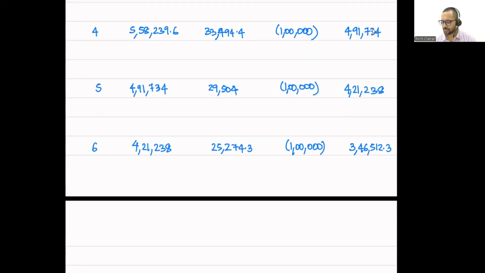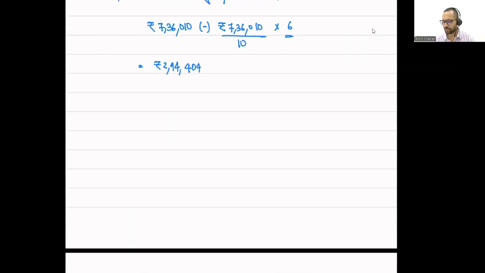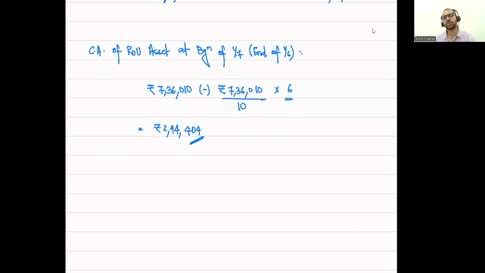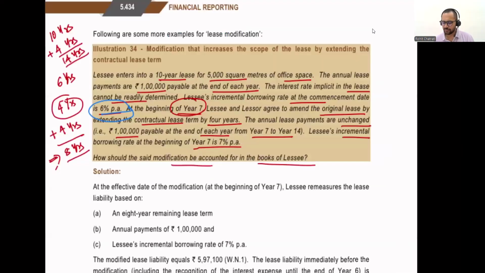All right. So the lease liability that we have at the end of year 6 in our books of accounts is 3,46,512.3. I would have recognized interest each year at the rate of 6%, and I deduct the payments of 1 lakh from the lease liability, and I have 3,46,512.3 of lease liability at the end of year 6 in the books of accounts. End of year 6 is the same as beginning of year 7. All right. So the ROU asset that we had at the end of year 6 was 2,94,404, and the lease liability that we have is 3,46,512.3.